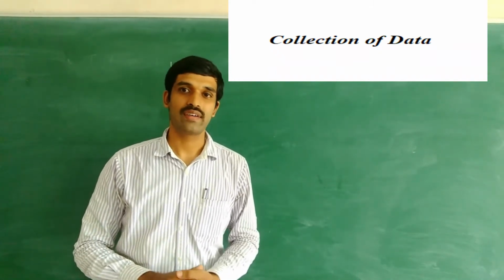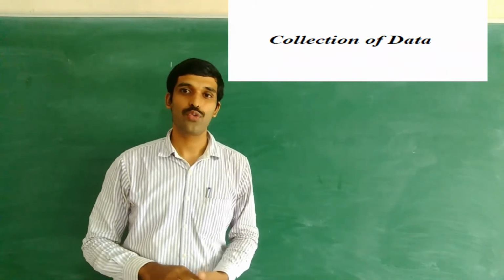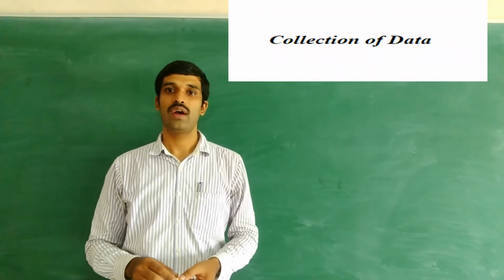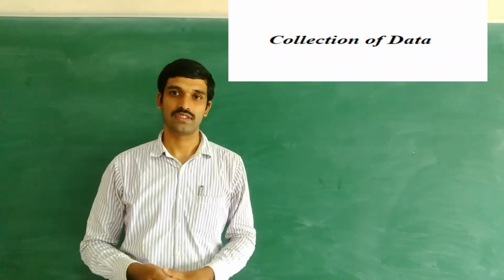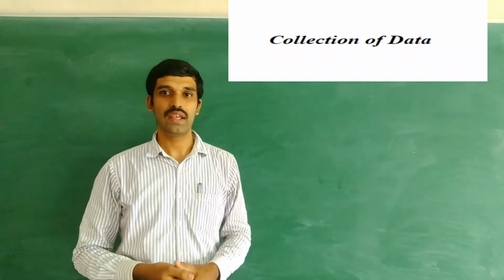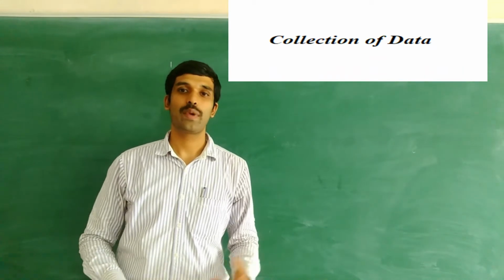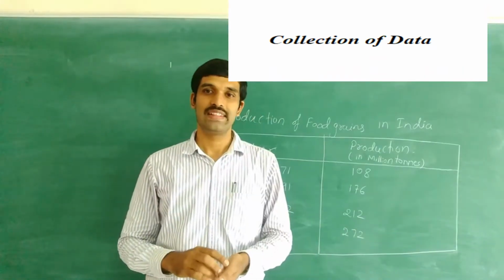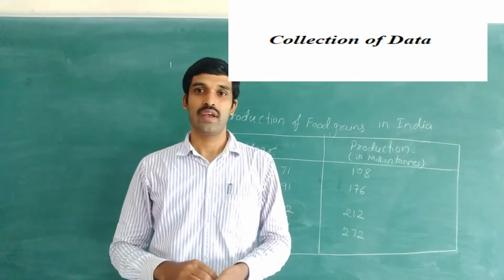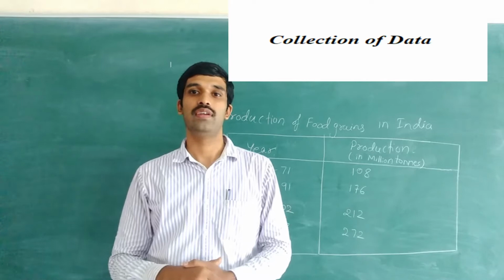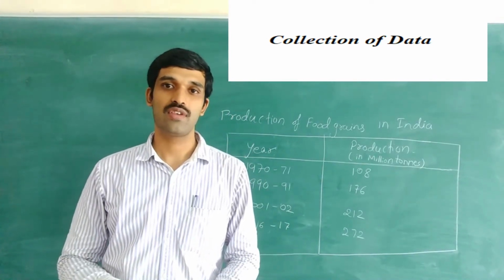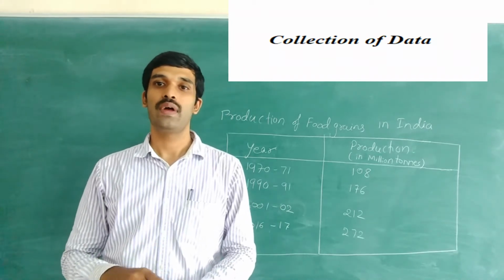Already you might have heard about the production of food grains in 1978. It is about 108 million tons, and in 2016 it is about 252 million tons. This type of economic data are available. In this statement, you can observe food grain production in India in different years. And also you can observe that production of food grains varies from one year to another year.